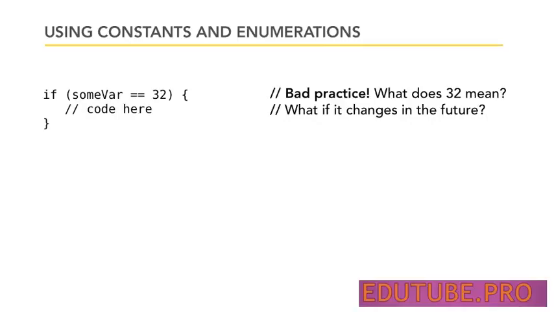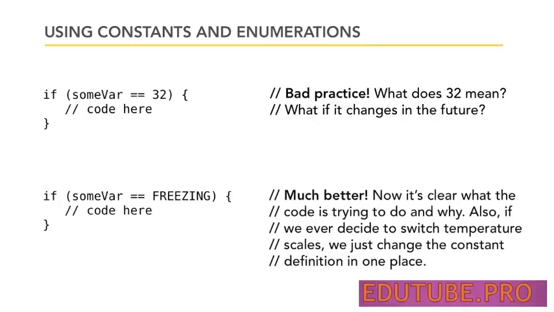Worse yet, what if it changes in the future? If I'm using this 32 value all over my program, I'm going to have to change it if for some reason in the future that 32 is no longer applicable and the test needs to test for some other number. Well, the way that we fix this problem is by using constants and enumerations. So we can write the same thing by writing if some var is equal to freezing, then the code runs. That's much better. It's clear what the code is trying to do. It's testing for some freezing value of some liquid. And if we ever decide to switch it, we just change the constant definition in one place.